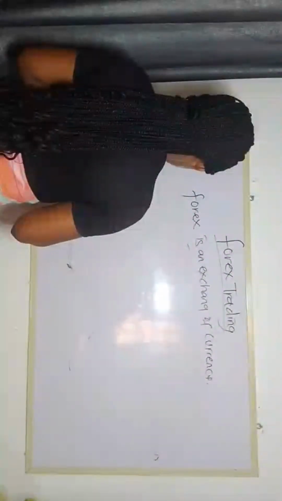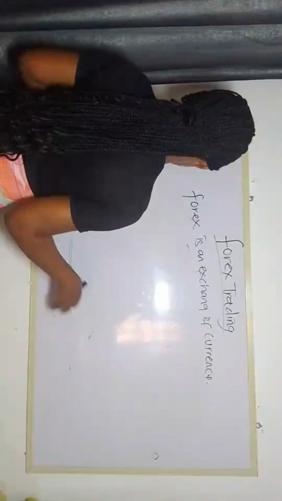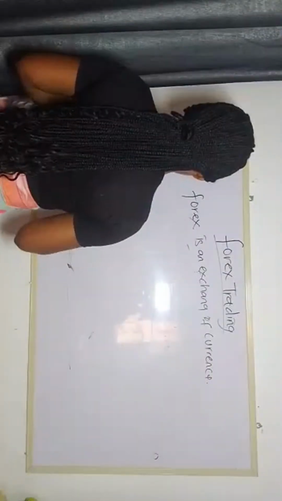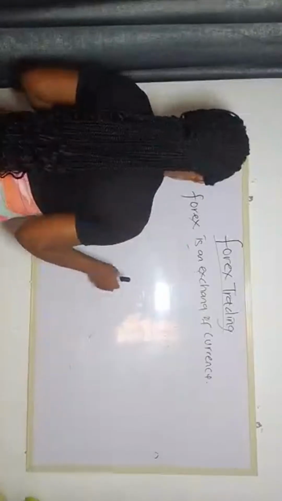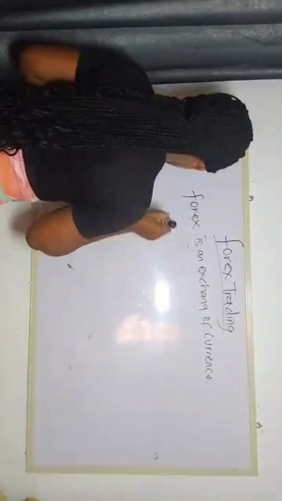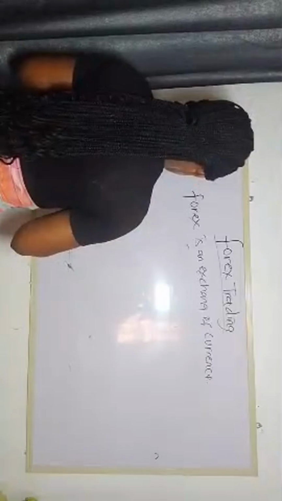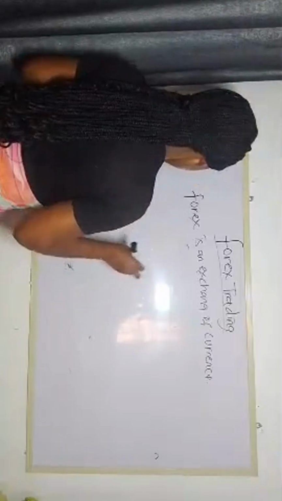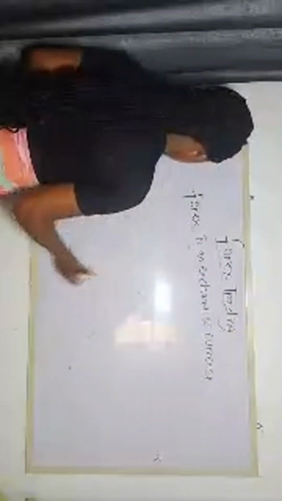So where does forex trading happen? Forex is not traded on a central exchange. Forex is over the counter, OTC, through banks and brokers. This means trade happens through a network of computers. Forex markets run 24 hours a day. Why? Because markets open in different countries.